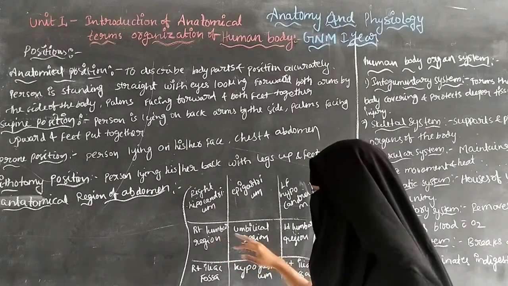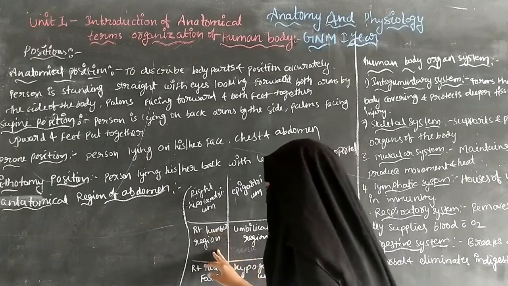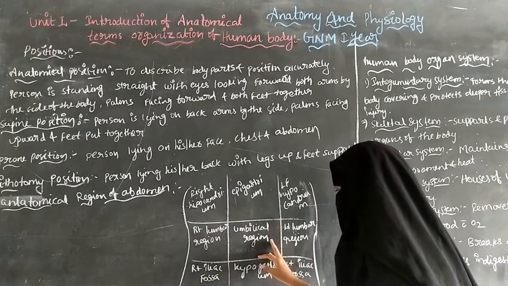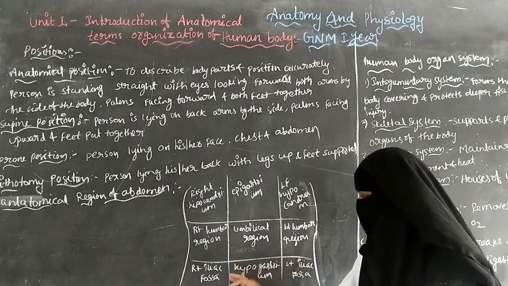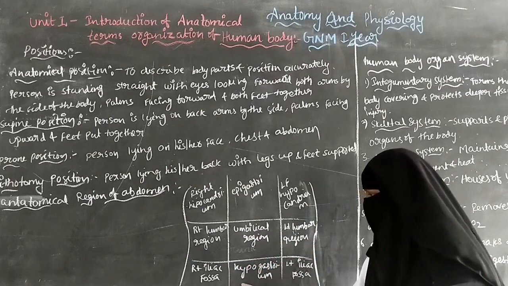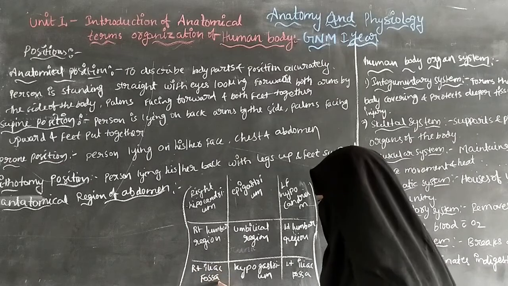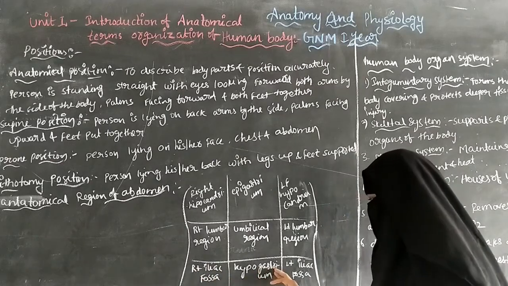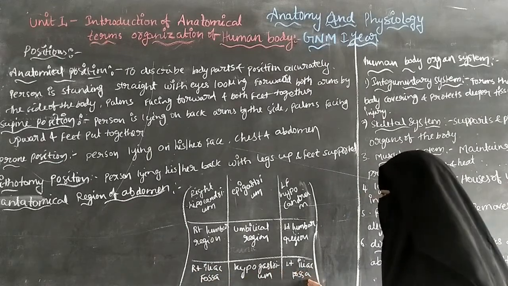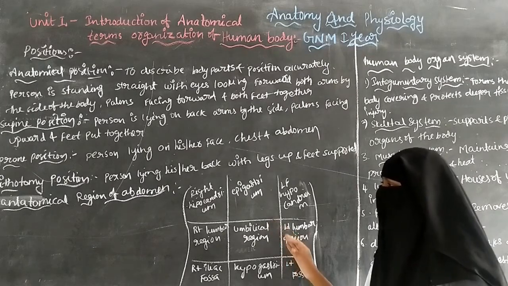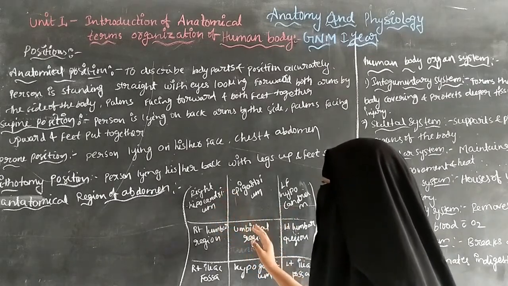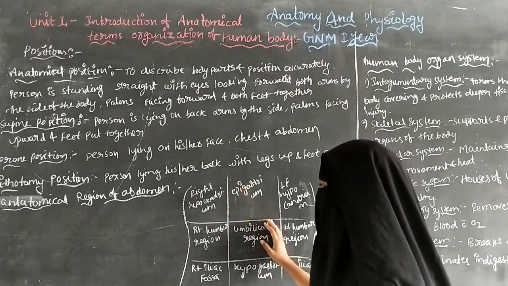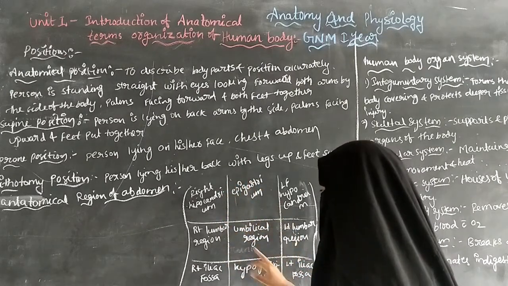If you are seeing the middle part, there is the right lumbar region, the umbilical region, and the left lumbar region. And if you are seeing the lower part of the abdomen, there is the right iliac fossa, the hypogastrium, and the left iliac fossa. So these are all the 9 segments of the abdomen, divided by two pairs of lines.